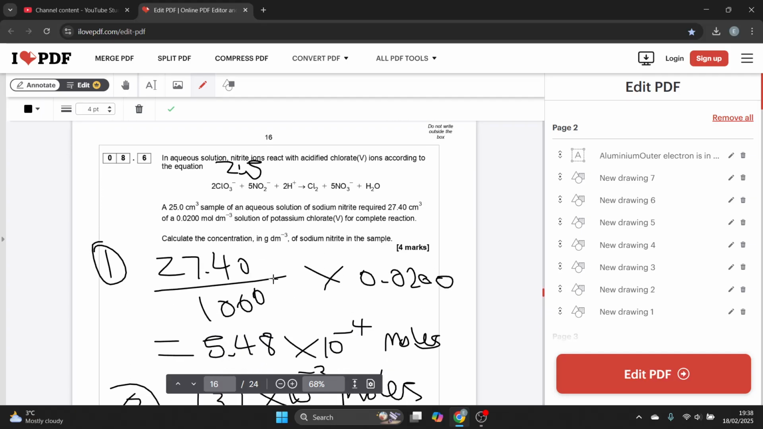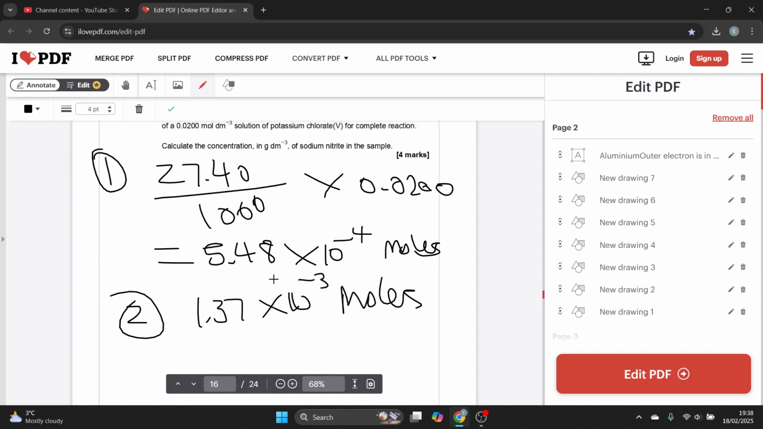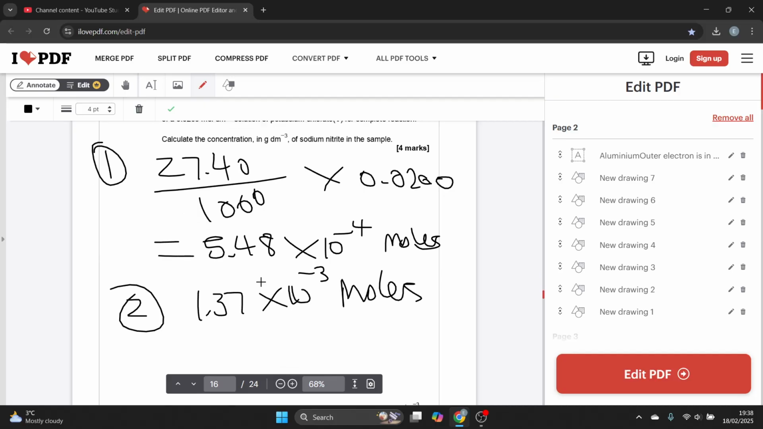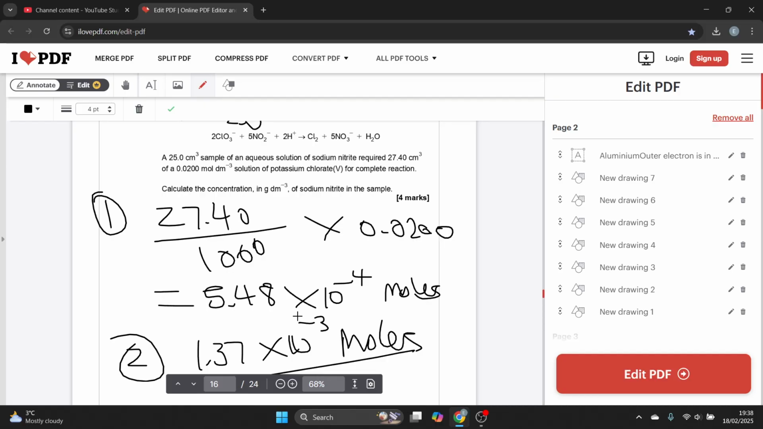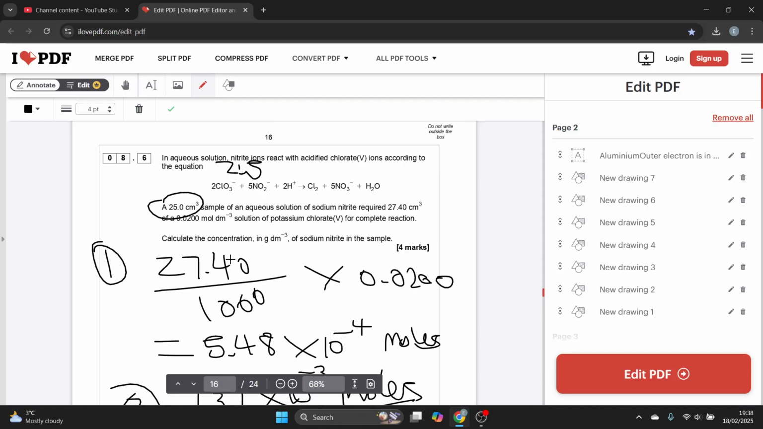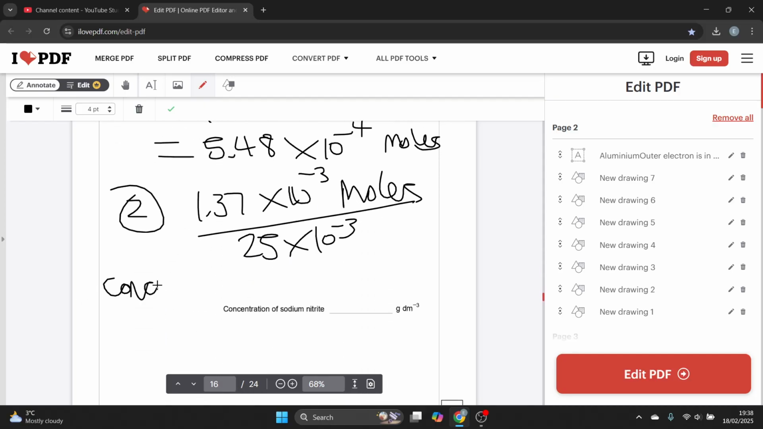I want to find out the concentration. So moles is concentration times volume. Concentration is moles divided by the volume, which is that 25 cm cubed. So 25, but in dm cubed, times 10 to the power minus 3. The answer divided by 25 times 10 to the power minus 3. That will give me the concentration in moles per dm cubed. So that's the concentration in moles per dm cubed.